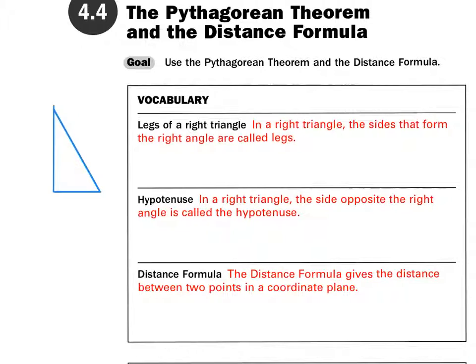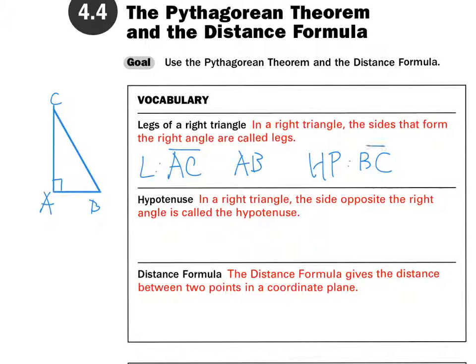When we have a right triangle like what we had right there, angle A is 90 degrees, and what we call the sides that form the right angle, in other words, AC and AB, are called legs. These are legs. And the longest side, which is BC in this case, is called hypotenuse. So segment BC is hypotenuse. I probably should have written that down too, okay?